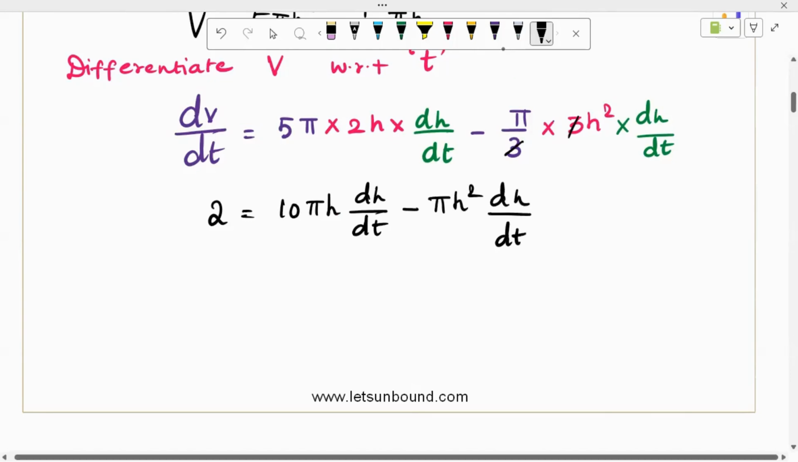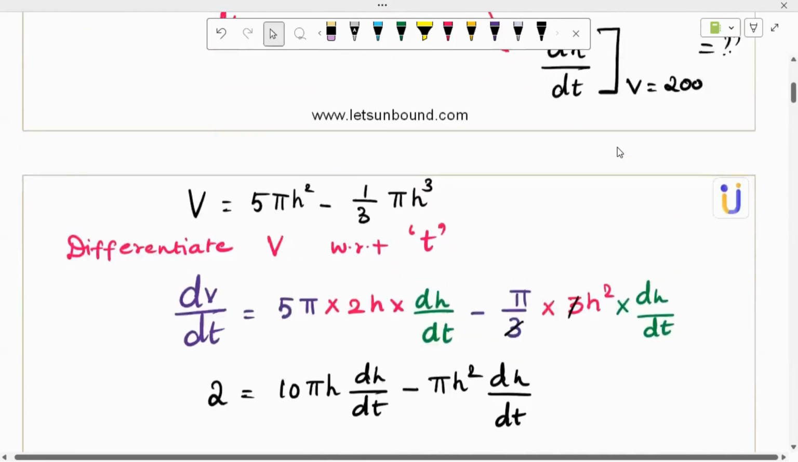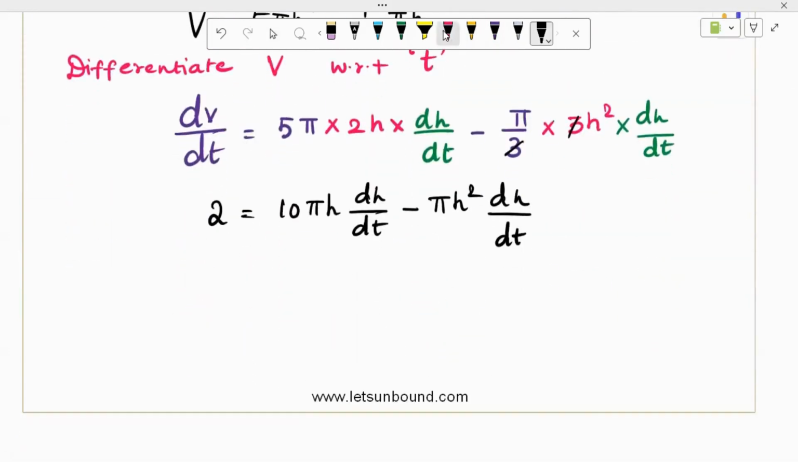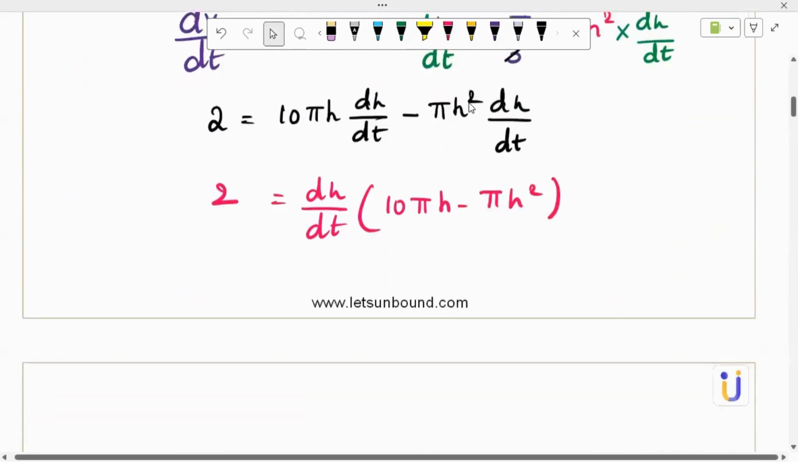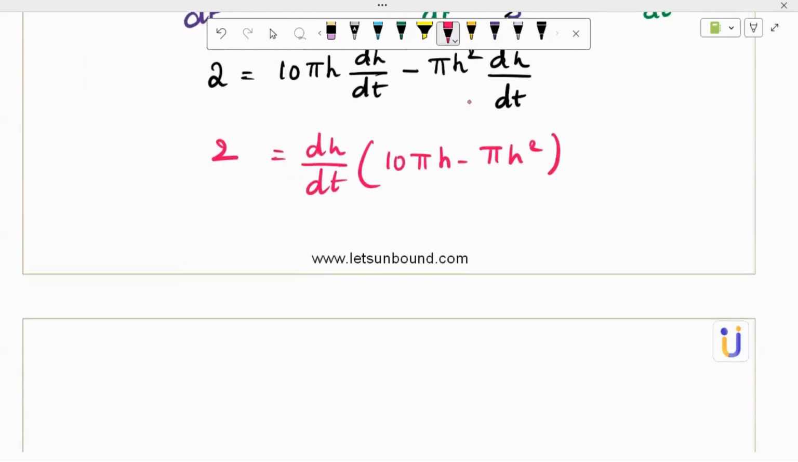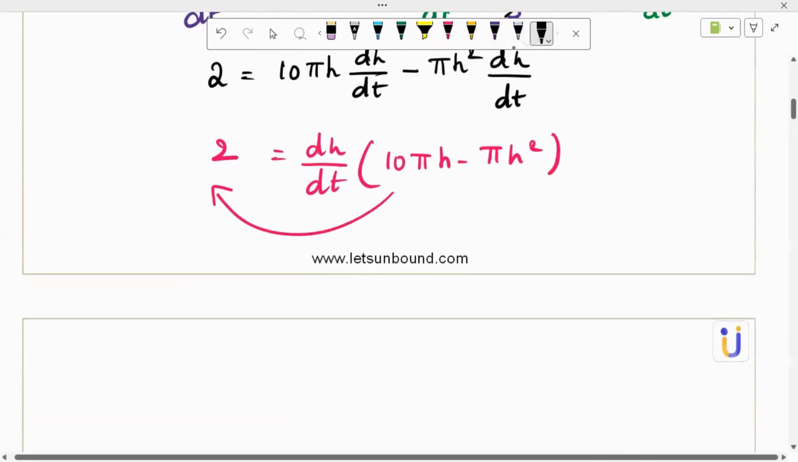My aim is dh by dt, right? So I can frame the equation from here. Take dh by dt common and I will get 10 pi h minus pi h square on this side too. What is dh by dt then? Just transfer this over here, and dH by dt is equal to 2 over 10 pi h minus pi h square.